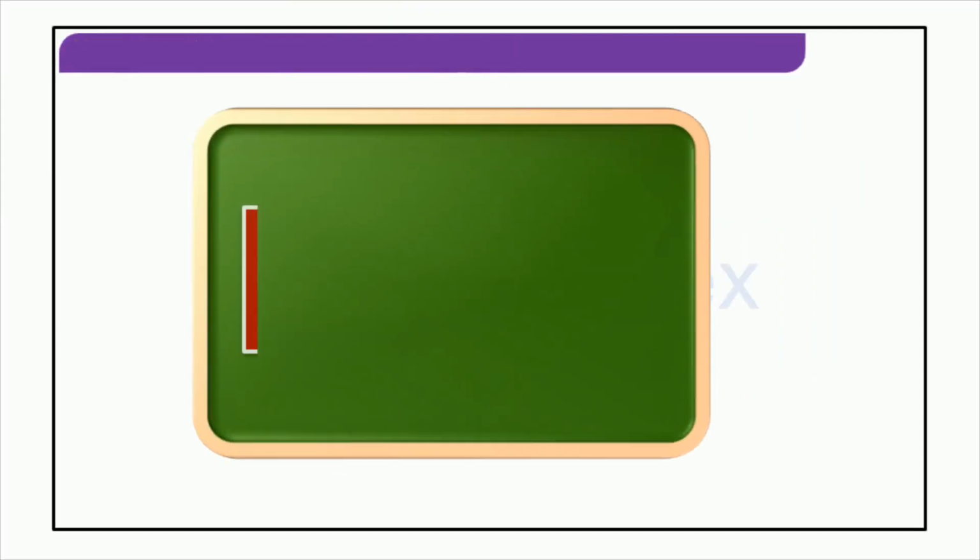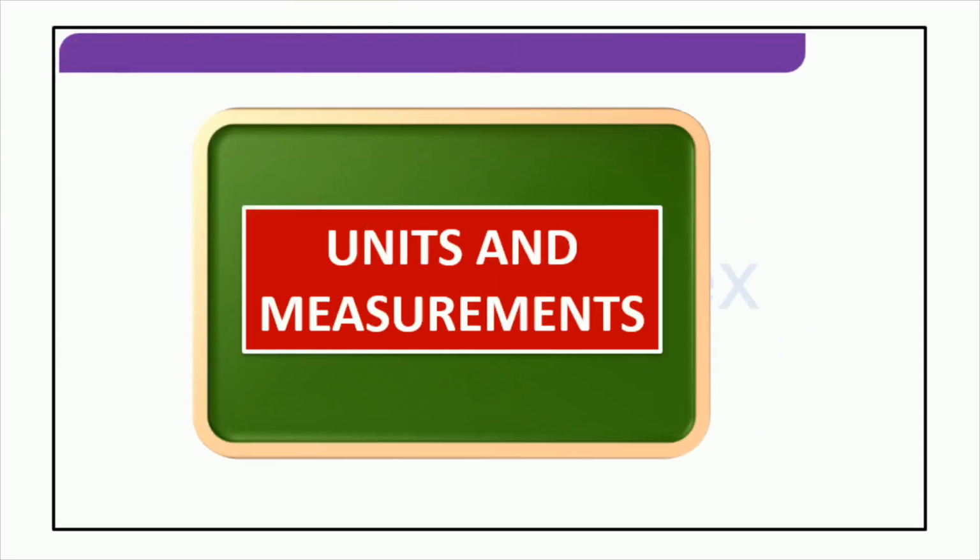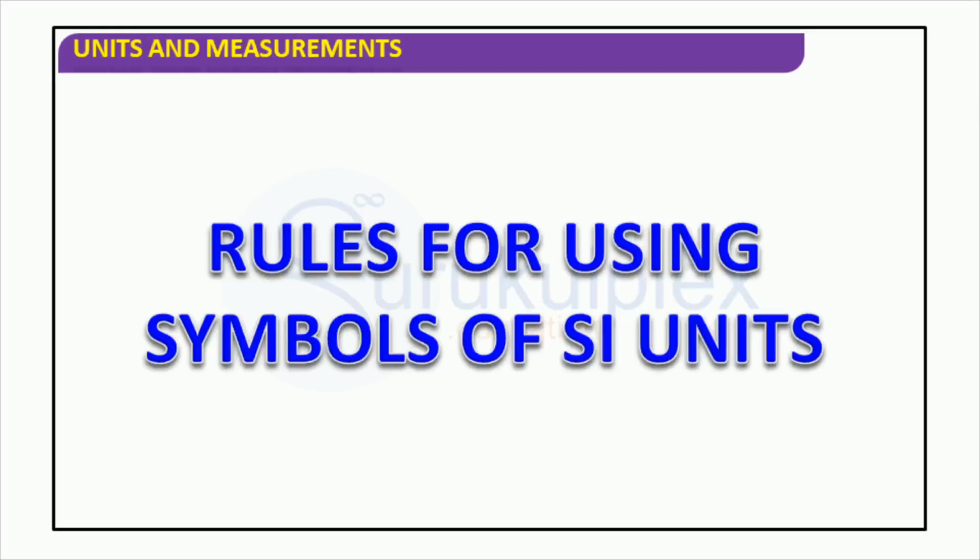Good morning, everyone. Today, we'll be discussing the rules for using symbols of SI units for measuring length and large distances such as the distances of a planet or star from Earth using the parallax method. Let's get started. Use of SI units follows strict rules.